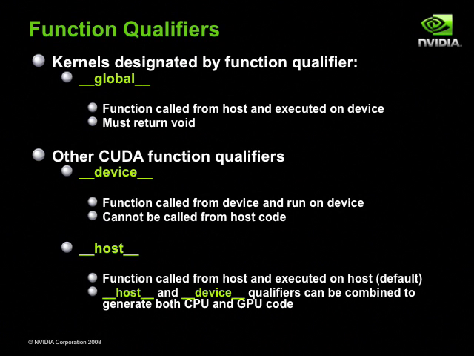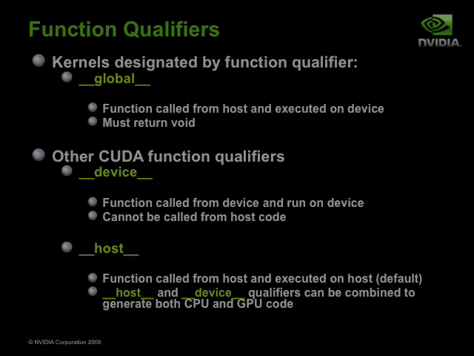Because CUDA is a heterogeneous programming environment where both host and device code can reside in the same file, other function qualifiers are __device__ and __host__. Functions with the __device__ qualifier are both called from and executed on the device. They cannot be called from the host. These are typically kernel helper functions. The __host__ qualifier denotes functions that are called by and run on the host, which is the default behavior. The __host__ qualifier can be combined with the __device__ qualifier to generate both CPU and GPU code for a function.